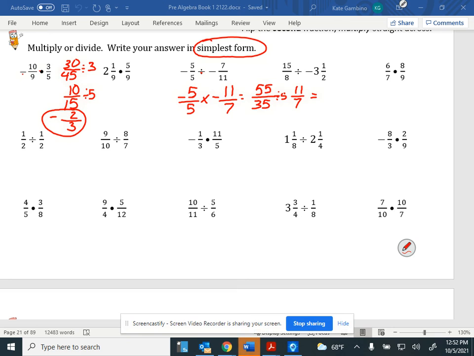Charlotte? How many times can I take a 7 out of the 11? Once. What do I have left over? If I take 7 out, I'm left with 4, and then our denominator stays the same. So is that going to be a positive or a negative, Charlotte? I have negative divided by a negative, so it's going to be positive. So my final answer will be a positive.